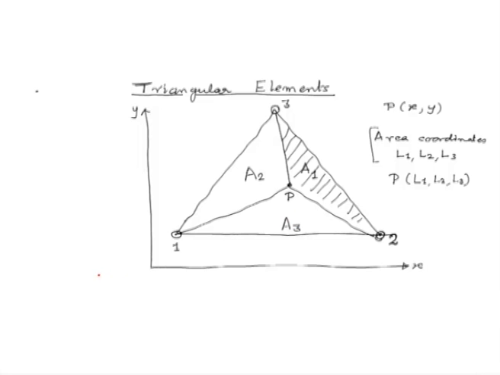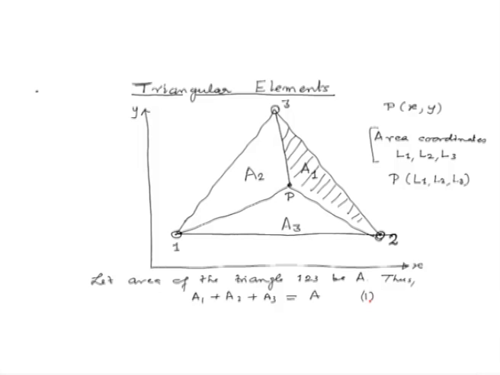Now, let the area of the triangle 1, 2, 3 be capital A. So we can clearly say A1 plus A2 plus A3 is equal to A. Let us call this equation 1.